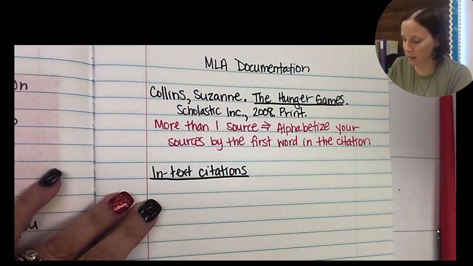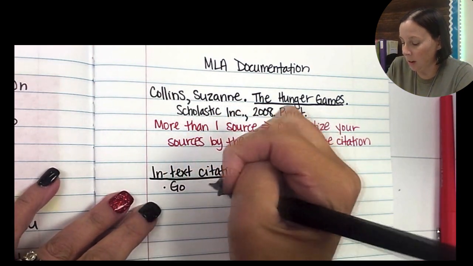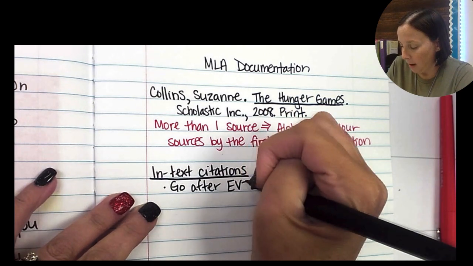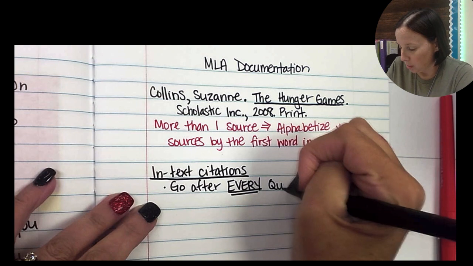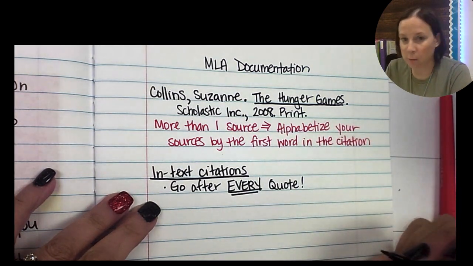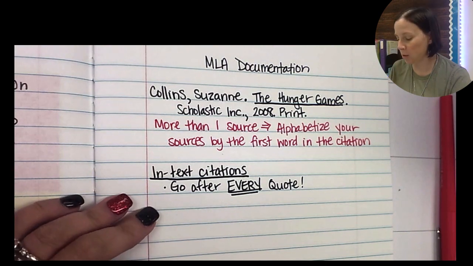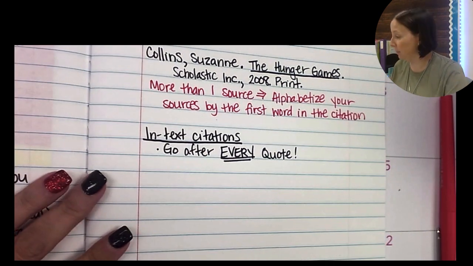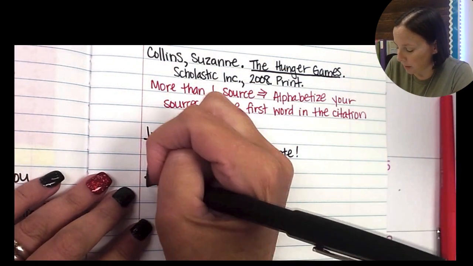Okay, so an in-text citation, they go after every quote. Okay, every quote. If you do not have an in-text citation, you're plagiarizing because you are not giving credit to who said whatever you're quoting. Okay, so here's our example. We're going to do, I'm taking it out of The Giver.